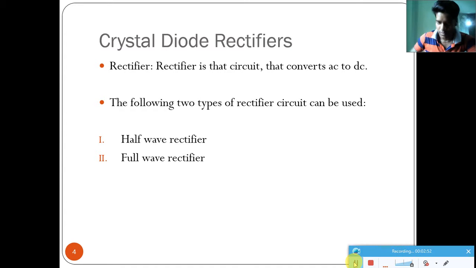We'll also discuss how a mobile charger works and how it is made. We'll discuss more about mobile chargers later. So let me first introduce the half wave rectifier. Next slide, come to next.